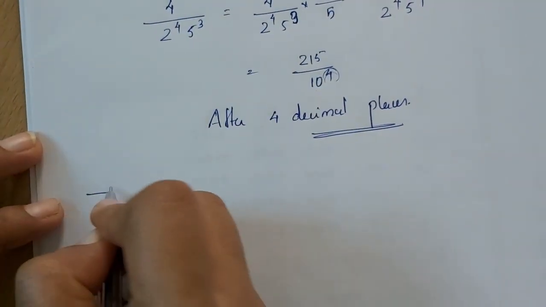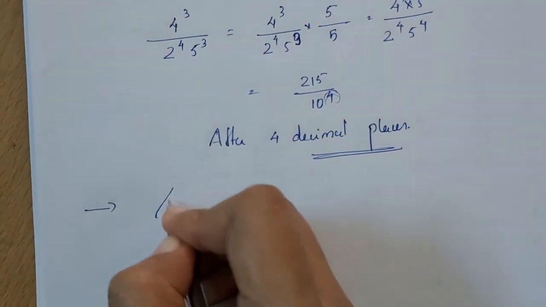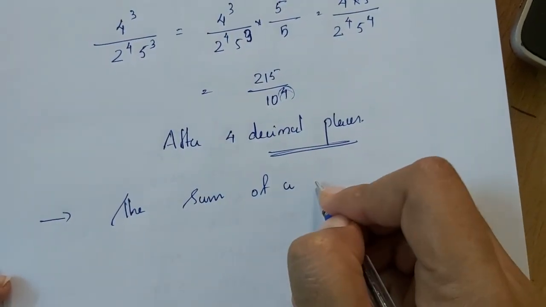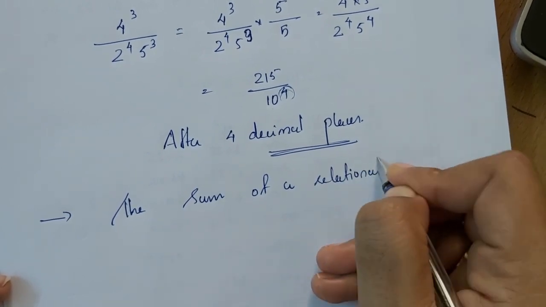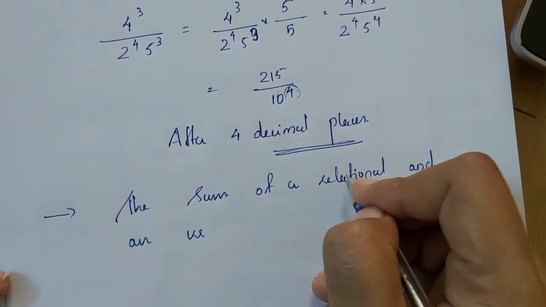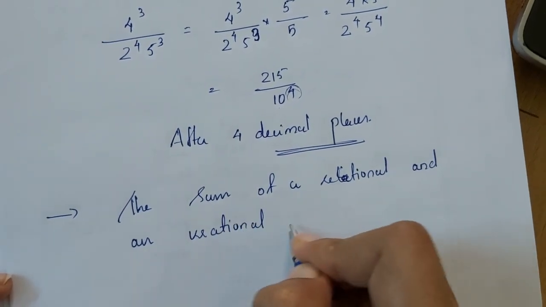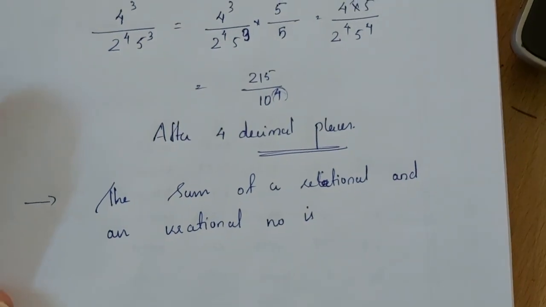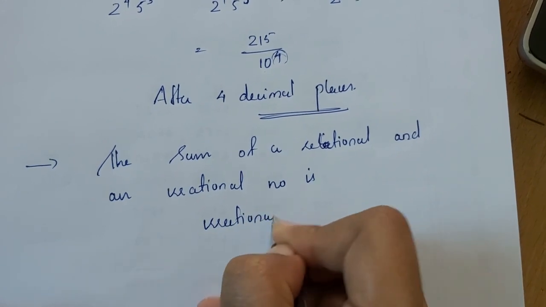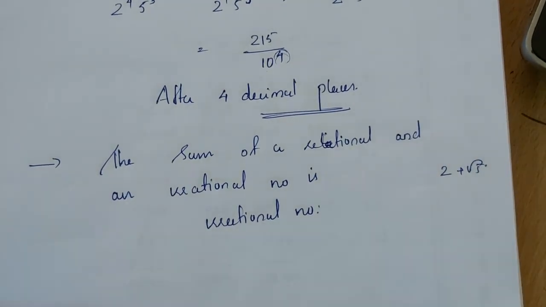Let's discuss some one mark questions. The sum of a rational and an irrational number is an irrational number, for example 2 and root 5. It is an irrational number. Example.